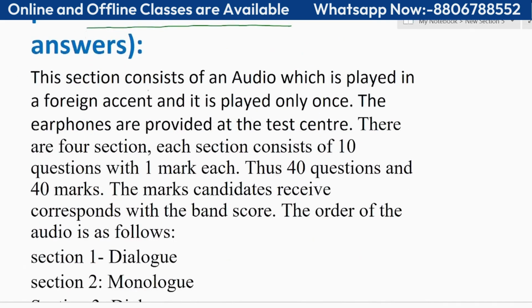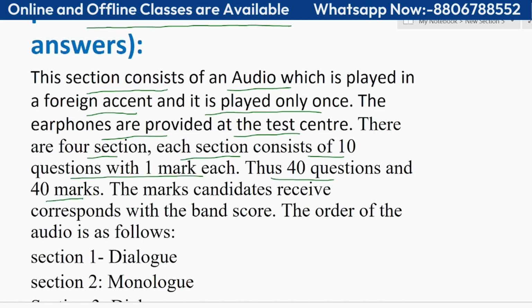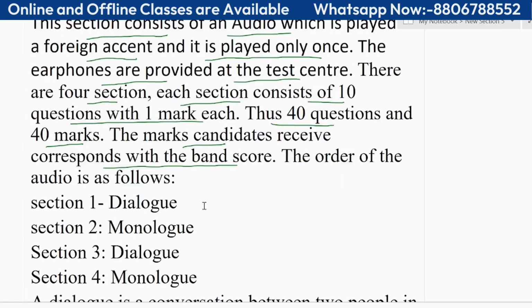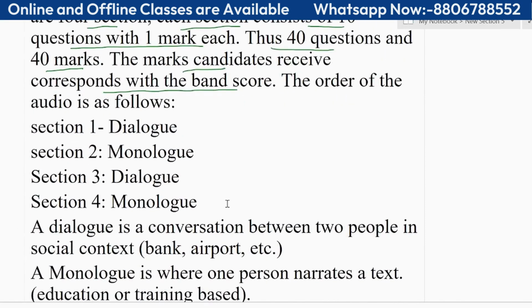Now this section consists of an audio which is played in a foreign accent, and it's played only once. The earphones are provided at the test center, and there are 4 sections in listening. Each section consists of 10 questions with 1 mark each. So there will be a total of 40 questions with 40 marks. The marks the candidate receives will correspond with their band score, and the order of the audio is as follows. So what will be the order of the audio?